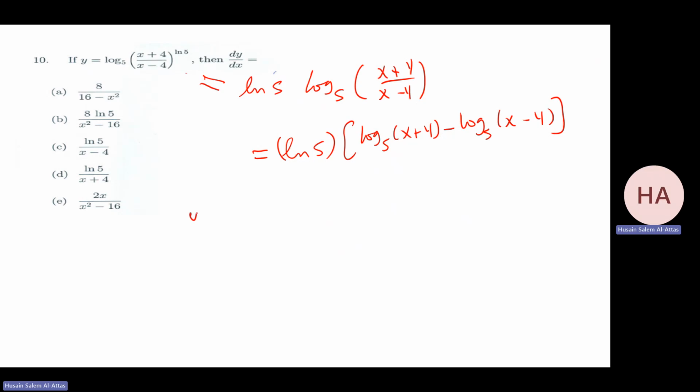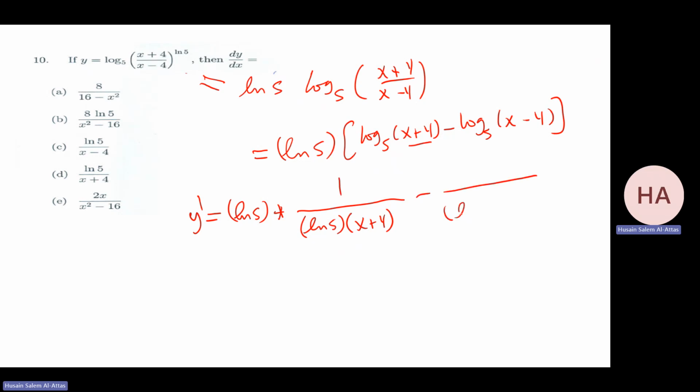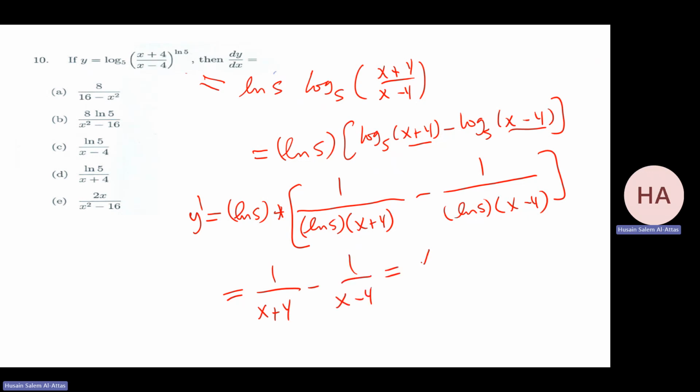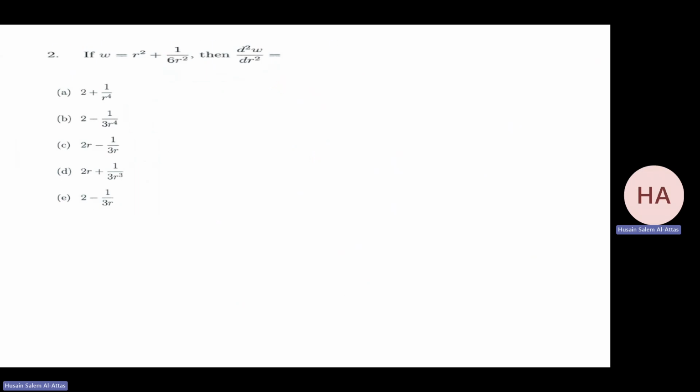Now this is y. Now y prime, well, the dy over dx, this is a number, times, here we have what? Ln 5 times u, derivative of this, which is 1, minus the same thing, ln 5 times u, derivative of this, which is 1. Very clear, if multiplied by ln 5, I have 1 over x plus 4 minus 1 over x minus 4, and that will be x minus 4 minus x minus 4 over x squared minus 16. Cancelled, so that will be 8 over 16 minus x squared, the way he wrote it. Multiply by minus.